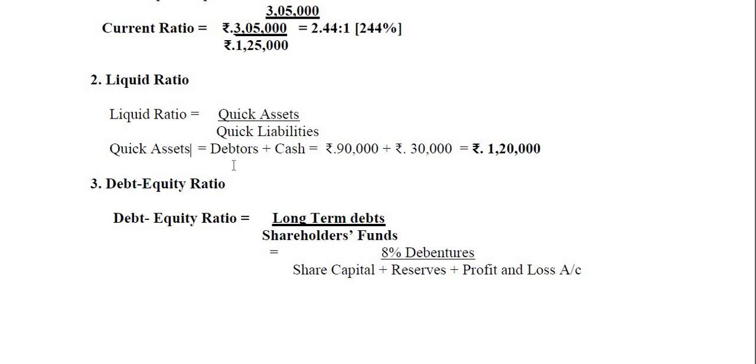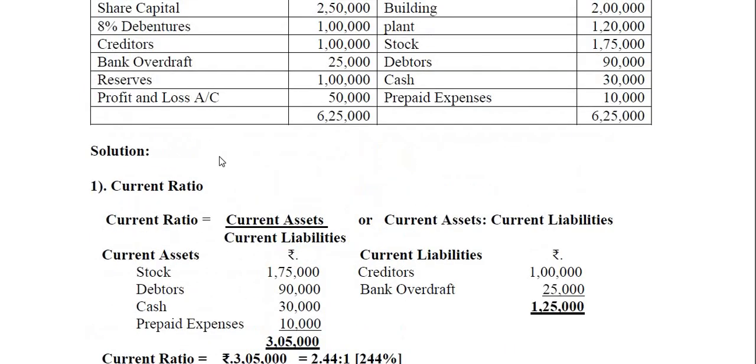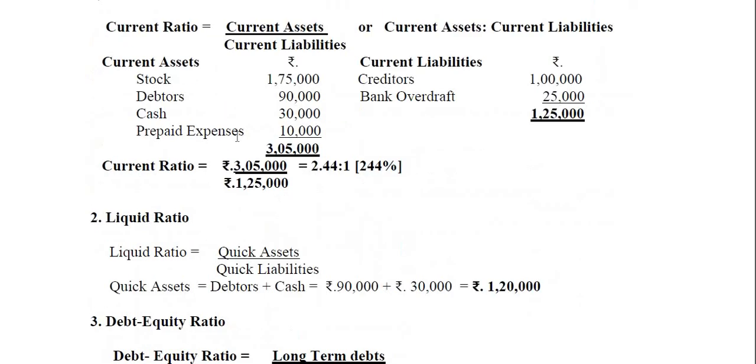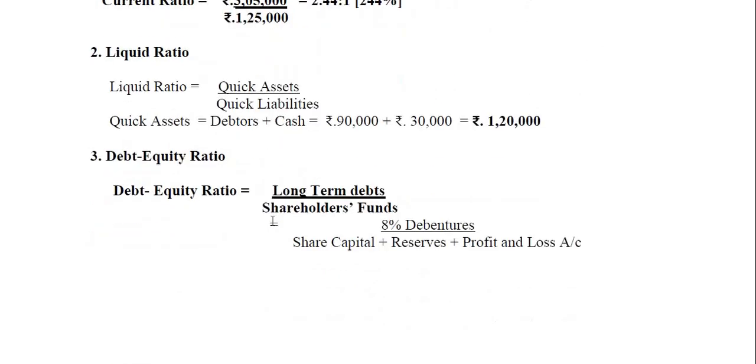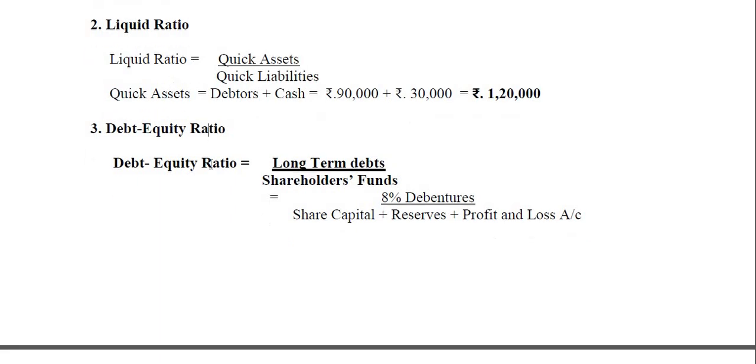Quick liabilities are just creditors, 1 lakh. Therefore, you have to calculate the ratio. I have not done it. So 1,20,000 divided by 1 lakh. That way you can calculate the quick ratio or liquid ratio. I forgot to do that.